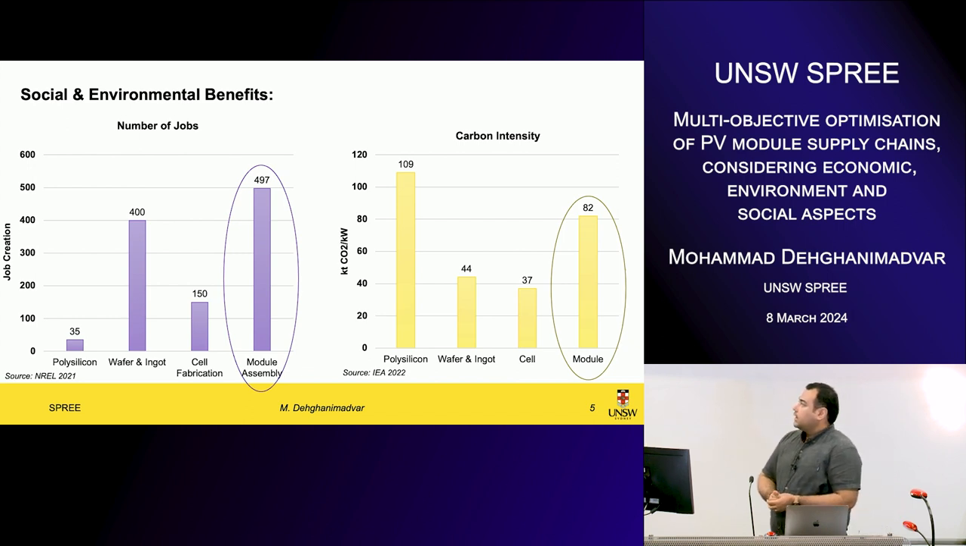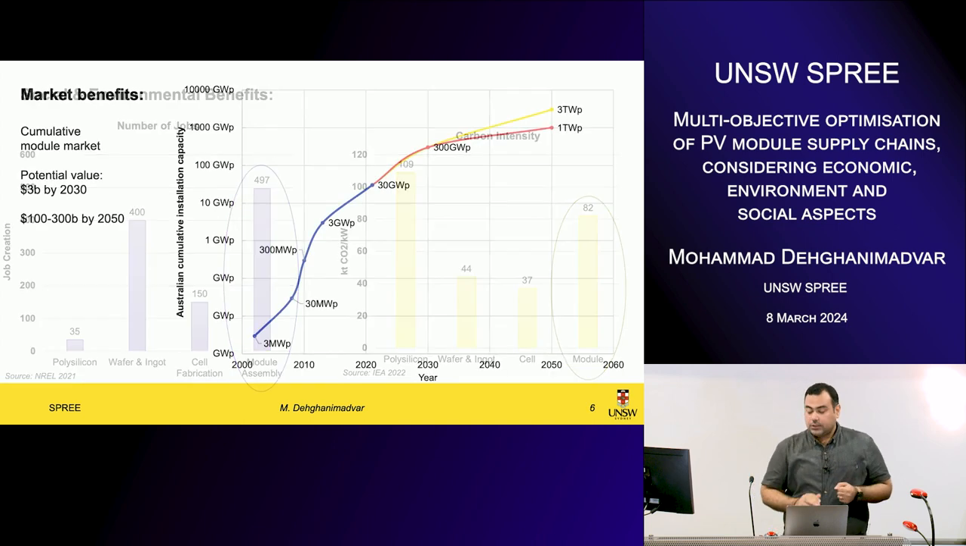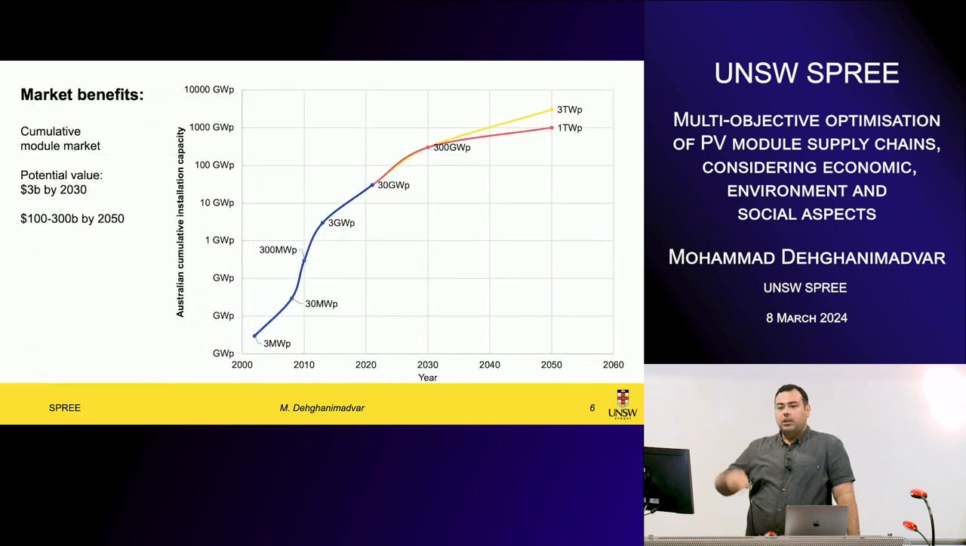For making 1 gigawatt worth of modules, we need about 500 jobs, which is high compared to other segments. And in terms of environmental impact, compared to other segments except polysilicon, there is still room to make a greener module. So there are economic, social, and environmental benefits. And we also know there is a risk and challenge in the current supply chain. So this provides an opportunity with a huge future market value that we can target.